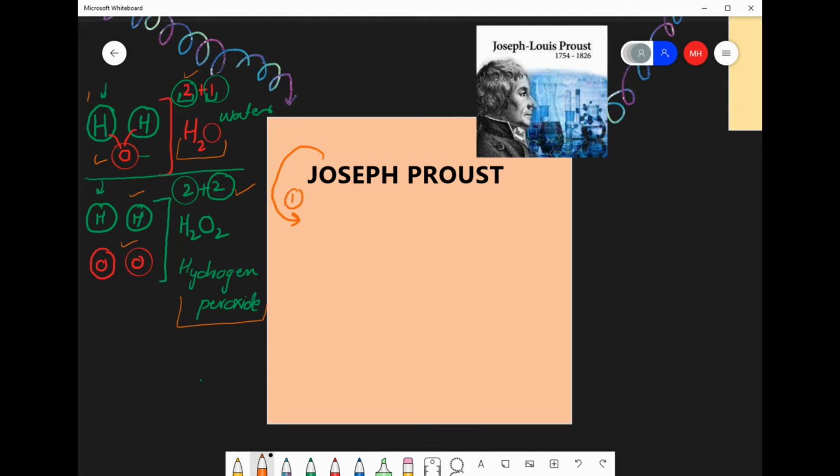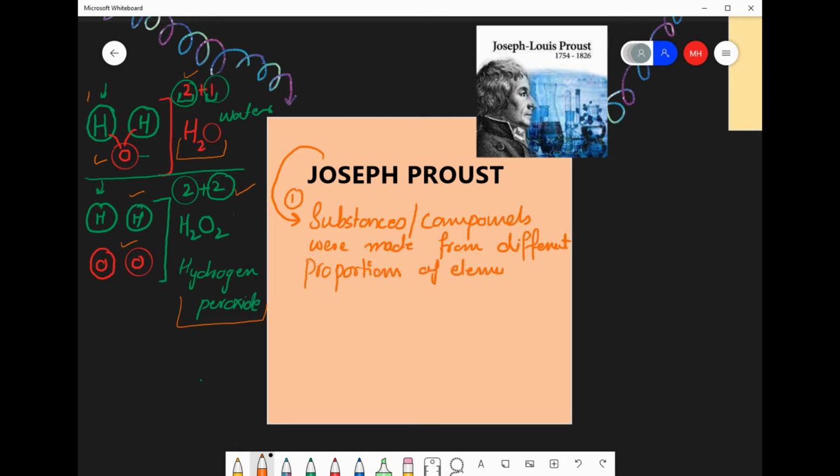So the first statement, he said that substances, or compounds, or new substances, whatever word you want to use, were made from different proportions. Over here proportion means different quantities of the same element, okay, different proportions of atoms, different proportions of element. Okay, element and atom, it's just like singular and plural. If I say hydrogen atom, this means I'm just talking about one atom. Hydrogen element, there are a lot of hydrogen atoms there. Okay, different proportions of element, this was it.